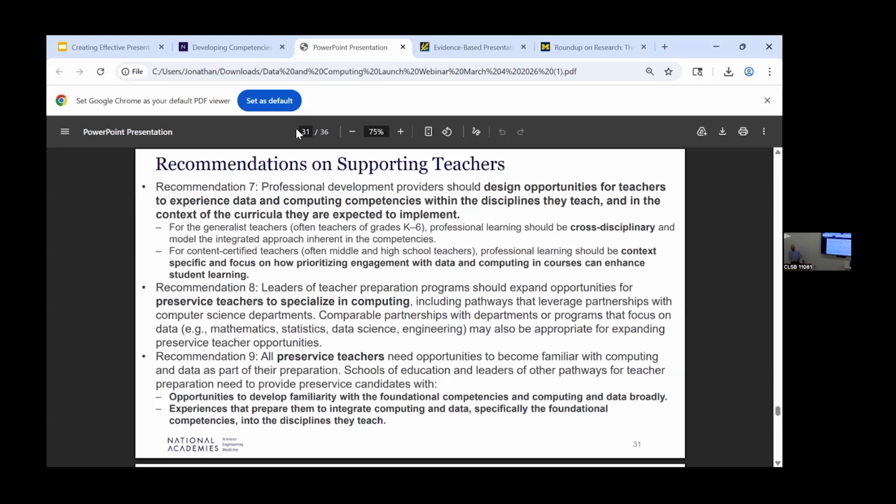Let's maybe talk about one more slide. We only have half an hour left in the presentation. I want to make sure we cover everything. Any other group want to share a slide they looked at?